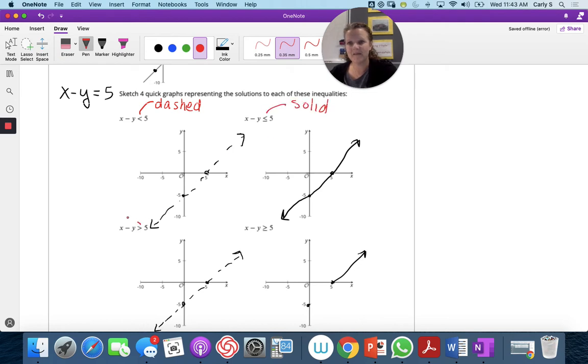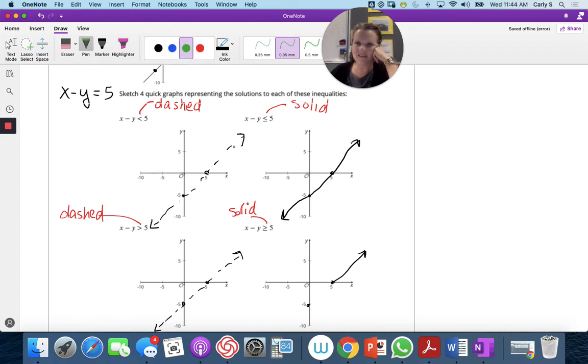Do you see the pattern? Why did I use a dashed line? Why did I use a solid line? Okay, why? All right, let's start graphing.